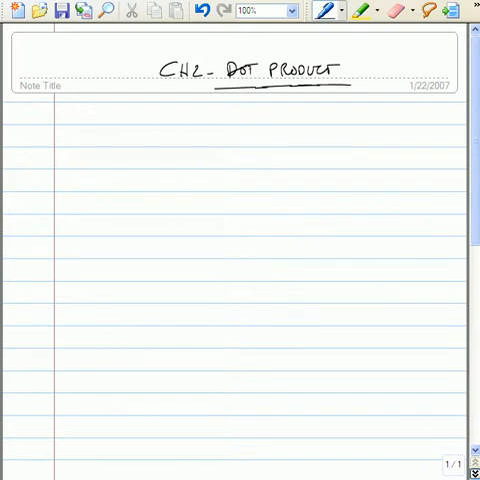So the dot product. When you deal with scalars, you have four operators: plus, minus, multiplication, and division. When you deal with vectors, the multiplication operator splits into two. There are actually two different ones: the dot product and the cross product. So we'll investigate the dot product first.